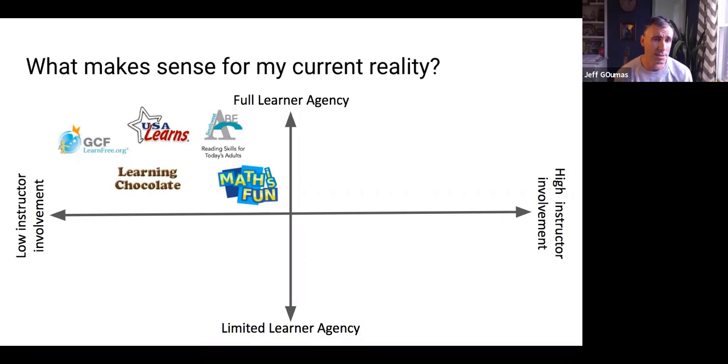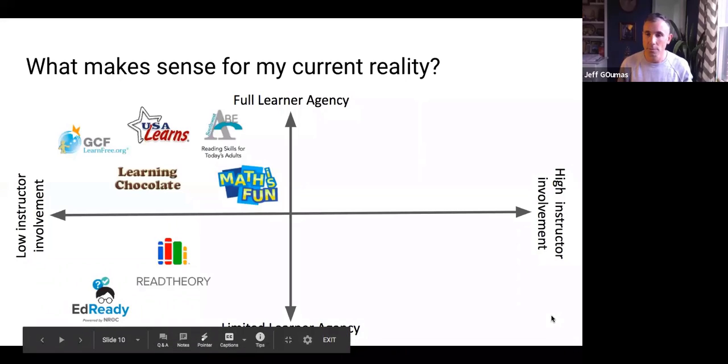Reading Skills for Today's Adults is a leveled reading library of 348 readings that are designed for adult learners. They just redid their site. It is not the Marshall Adult Education site, if you're familiar with this site before, and it's very enhanced. And then Math is Fun is a really great repository of just an index of concepts in math.